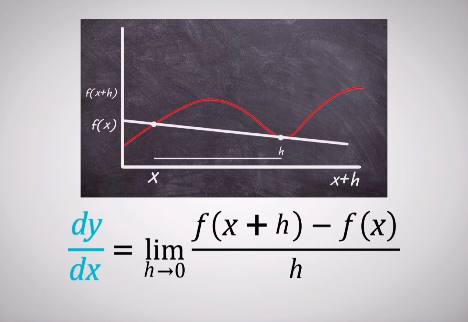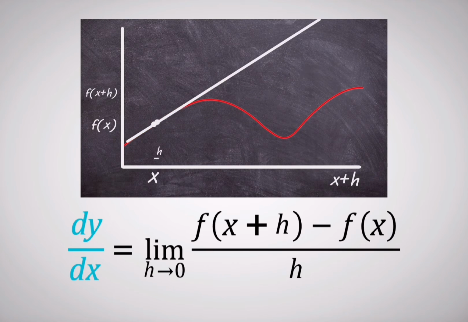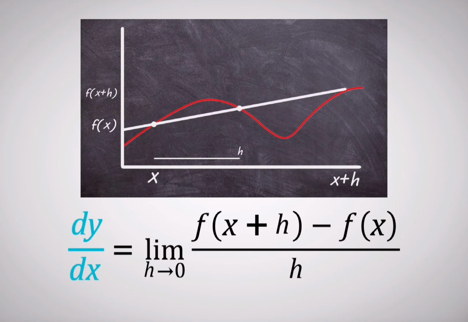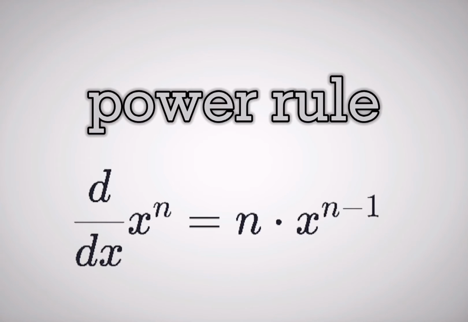Although this equation works for all functions, finding the derivative this way can be tedious and time-consuming. Mathematicians have found other shortcuts and rules to find derivatives faster. This is called the power rule. It is most useful for deriving polynomials, which is what we're most commonly dealing with in physics.